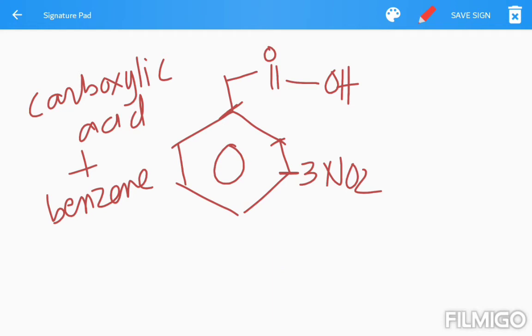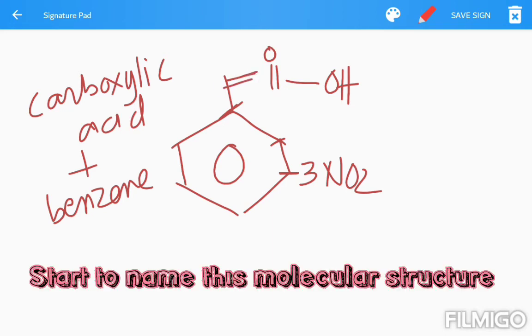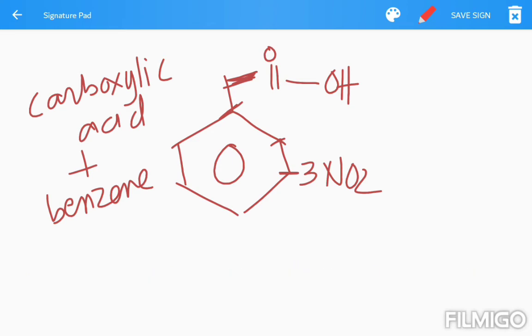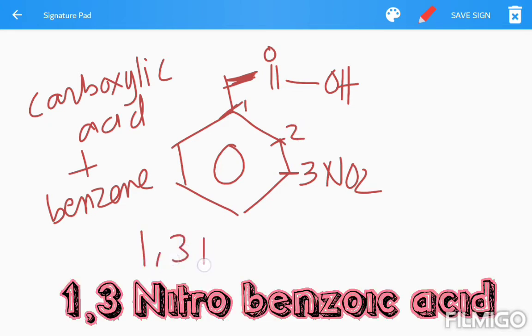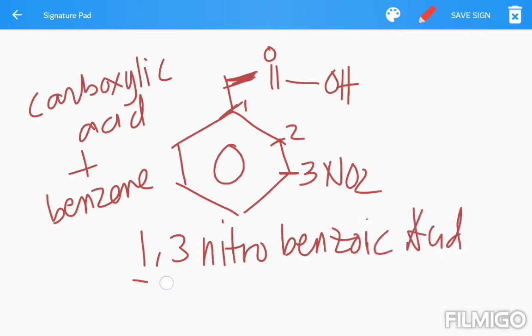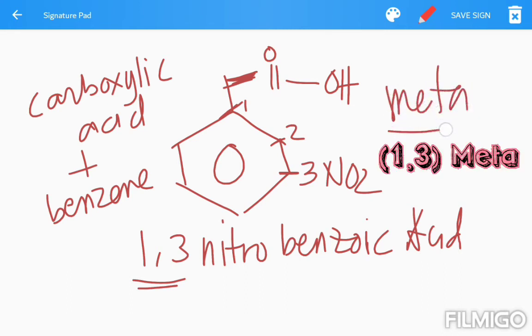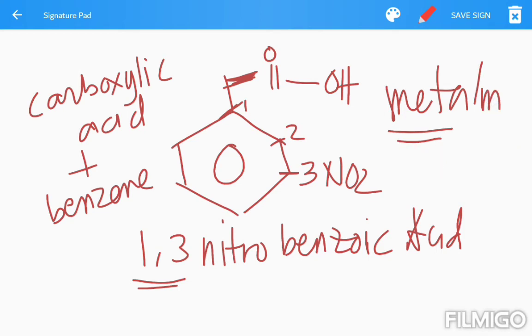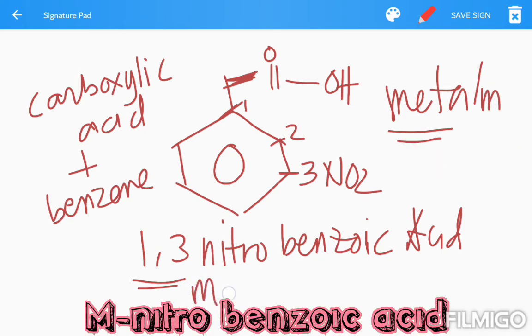So now let's start to name this particular molecule and arrange in alphabetical order. So first of all, I will number this 1, 2, 3. Okay, it will give me 1, 3 nitro benzoic acid, and since 1, 3 will give me a meta abbreviation, or simply M, it will give me M nitro benzoic acid.